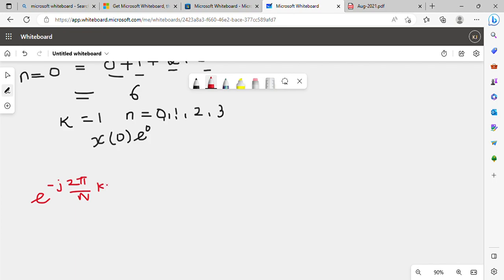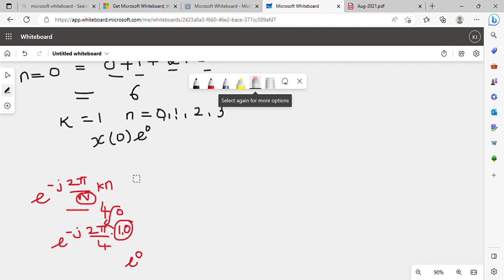This is what is given, right? So here, if you substitute 4 over here, I get e to the power of minus j 2 pi by 4 into, that is, k is equal to 1 and n is equal to 0, right? 1 into 0 is what? It yields 0. And if you multiply this 0 with this, you get e to the power of 0 only, right? So this is what you have to know. Before you start writing like this, e to the power of 0, you need to know how that came, okay? So I'll keep this as it is.